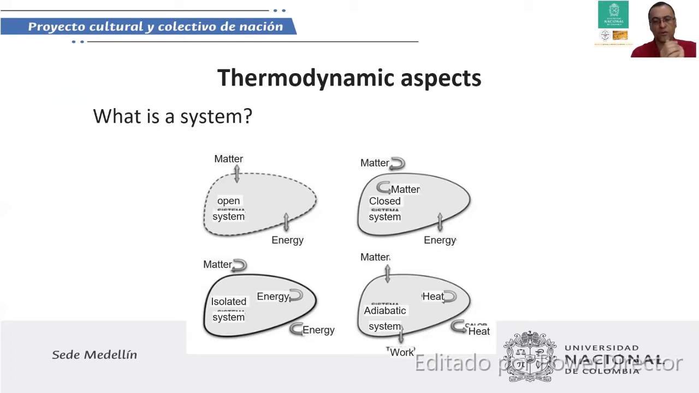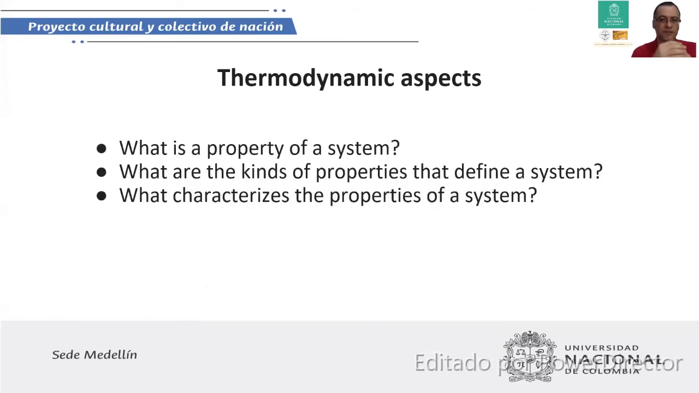We have the possibility to present different kinds of systems. Open systems, when matter and energy interact: the system interchanges matter or energy with the surroundings. The second kind of systems are the closed systems. In a closed system it's possible to interchange energy, but no matter, with the surroundings, okay? A third kind is the isolated system. In an isolated system it is impossible to interchange matter or energy with the surroundings, okay? And finally, we have the adiabatic systems. An adiabatic system is a system that doesn't interchange heat with the surroundings. We are going to discuss what heat is, okay?